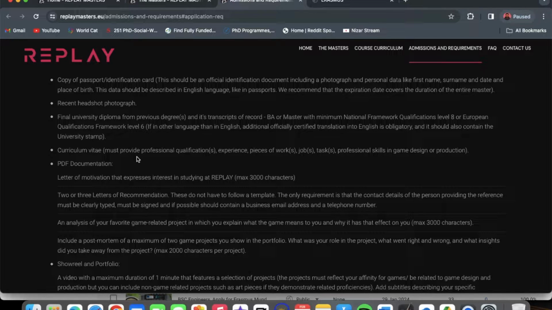Okay, recent headshot photograph. With this headshot photograph, I would advise that you go to a professional photographer and then you get your headshot photograph for you. Okay, then you need your final university diploma from previous degrees and transcripts of record. Okay, so you need to have your transcript and then your university degree as well. Yeah, you also need your CV.